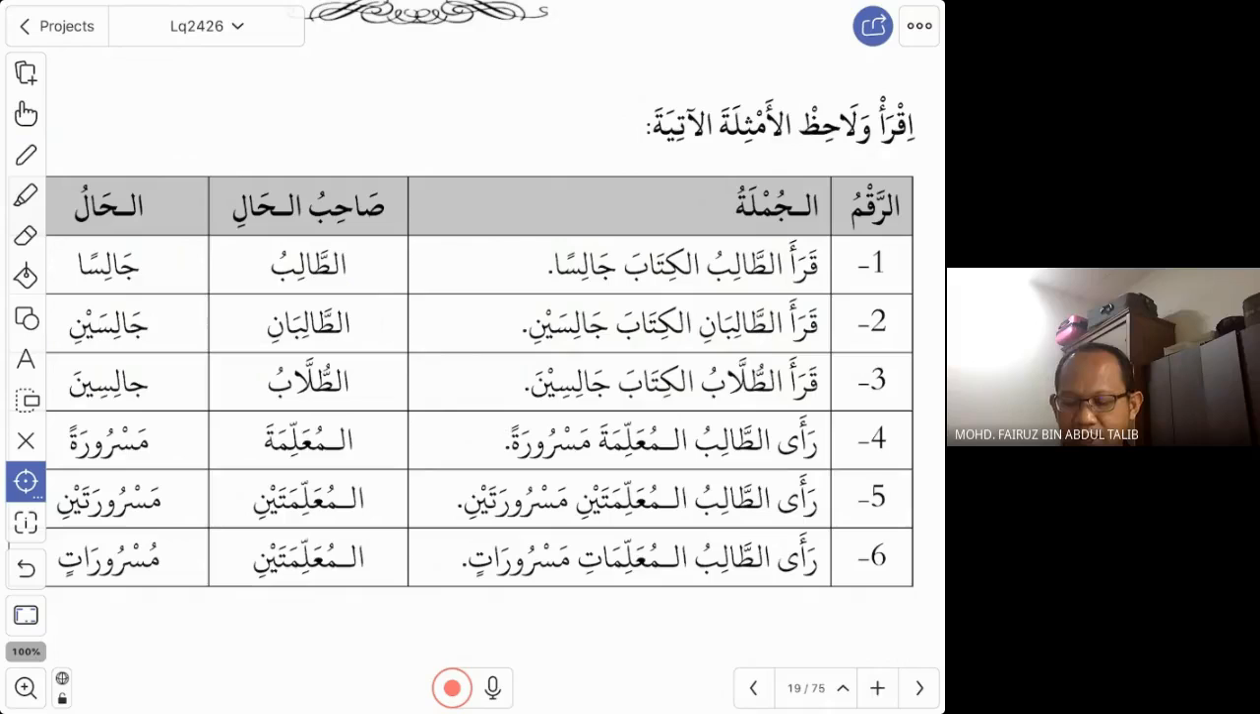Al-jumlatu thalitha, still the same jumlah. Qara'a at-tullab al-kitab jalisin. But now this is for jama' muzakkar. Jama' tullab. So again, jalisin, we change to jama'. Why? Because the sahibul hal is now jama'. Okay. So as you can see here, the hal will match the sahibul hal in terms of the number: singular, mufrad, musanna, wa jama'. And not only that, if you look at the word jalis, muzakkar or muannas?